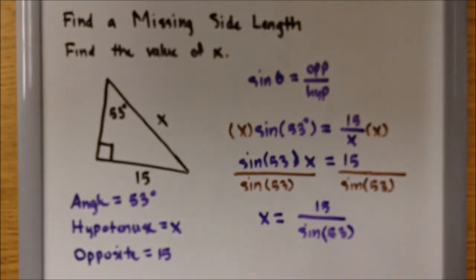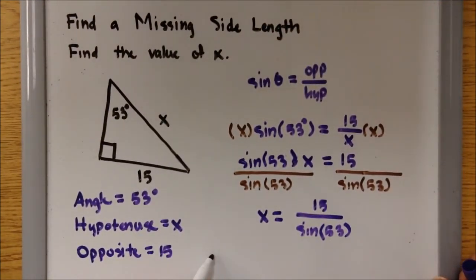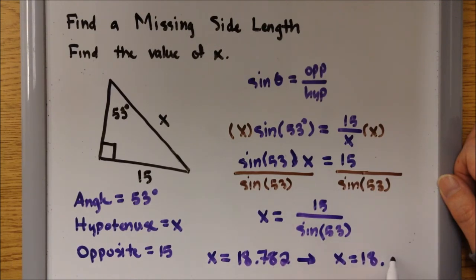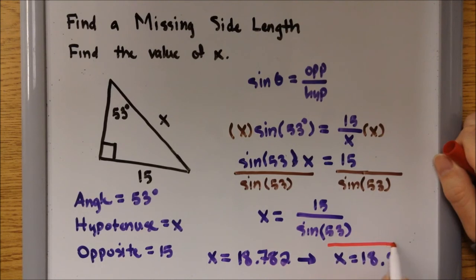So x is equal to 18.782. But I don't want too many decimals since I'm almost done. So basically I'm just going to round to one decimal place. So x equal 18. Now 0.782, when I round that, because of the 8, it's going to round up to 8. So x is just 18.8. And that's our final answer.